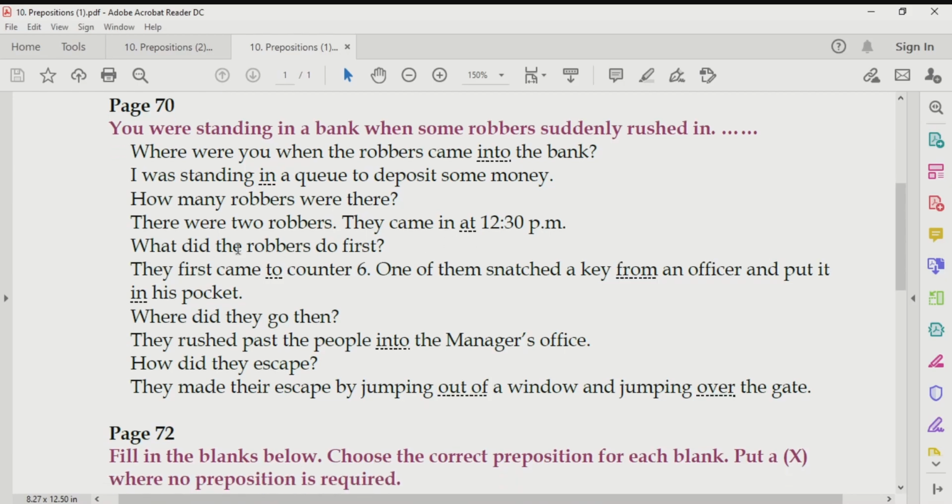Next one. What did the robbers do first? They first came to counter 6. Now I'll go back to the first sentence. The robbers came into the bank. As I told you in Hindi, bank ke andar ghuse. They entered in the bank. And over here, they first came to counter 6.